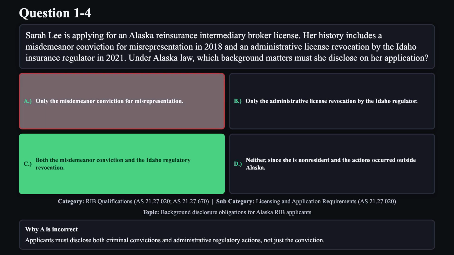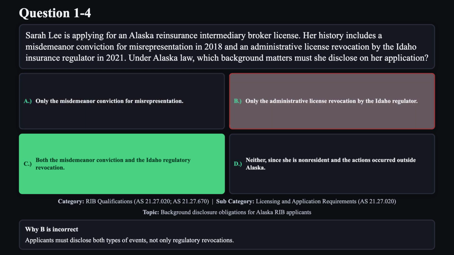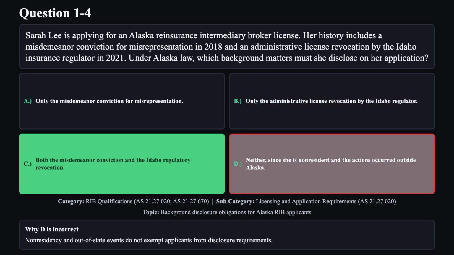Reason A is not correct. Applicants must disclose both criminal convictions and administrative regulatory actions, not just the conviction. Reason B is not correct. Applicants must disclose both types of events, not only regulatory revocations. Reason D is not correct. Non-residency and out-of-state events do not exempt applicants from disclosure requirements.